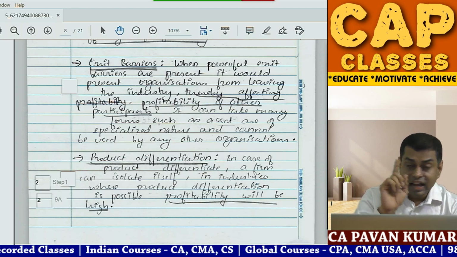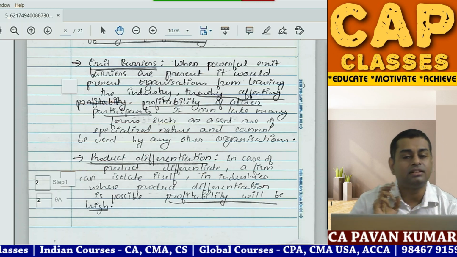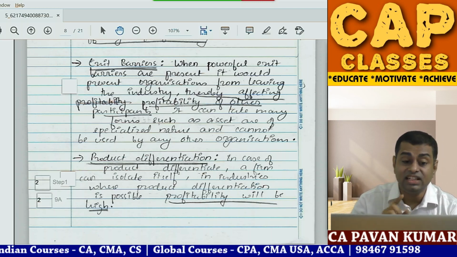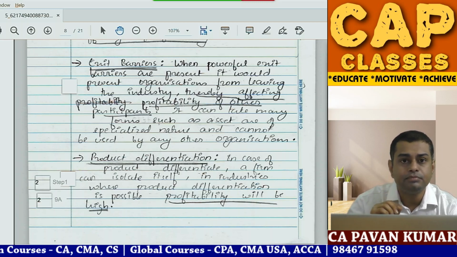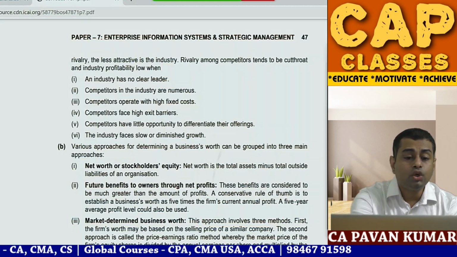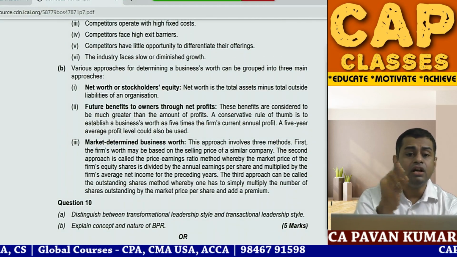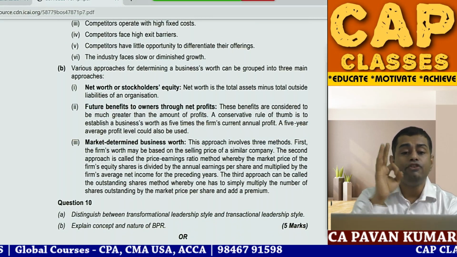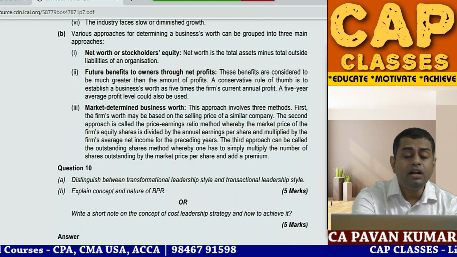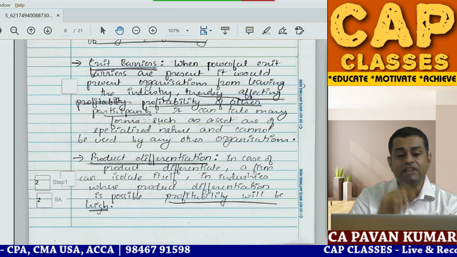Another thing I tell you, 9B is a generic answer. 9A is a specific answer. Actually, this guy has done pretty well in 9A. Anyway, this is how marks are given. So then net worth is there. In this valuation, only 3 points they have given: net worth or stockholder equity, future benefits to owners, then market determined business worth. That's all.